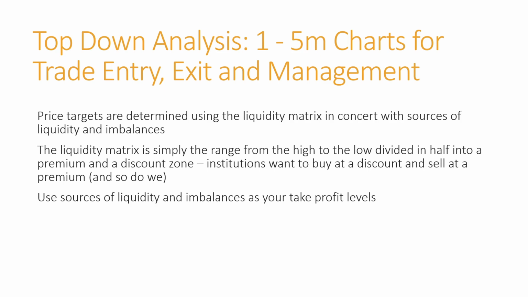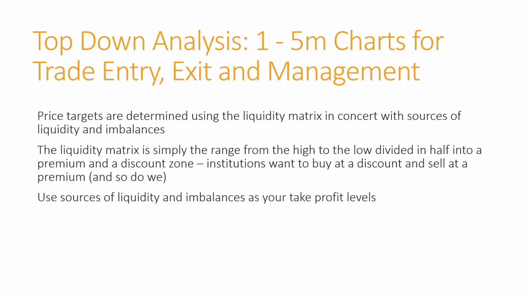Again, that just comes down to personal preference and what results you have from your trading and what tends to work best. So as I said, the liquidity matrix is simply the range from the high to low divided in half, and this gives us our premium and discount zone. The reason why this is important is because institutions always want to buy at a discount and they always want to sell at a premium. Obviously that's what we want to do as well.